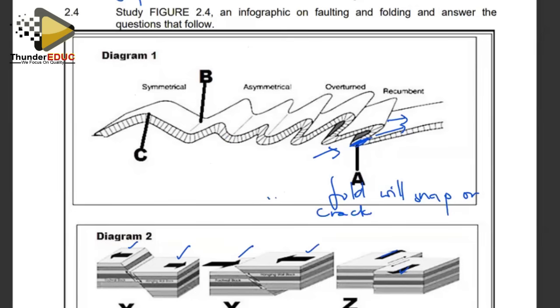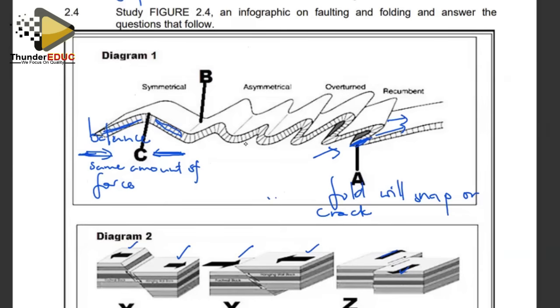So here, with a symmetrical, what you need to explain is that the amount of force here is equal to the amount of compressional force here. So basically, it's the same amount of force. This side and this side, they are balanced. The force coming from this side is equal to the force coming from this side. And hence, these two sides will be the same. These limbs here, they will appear the same.